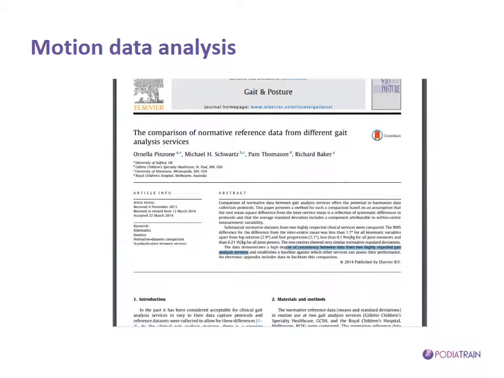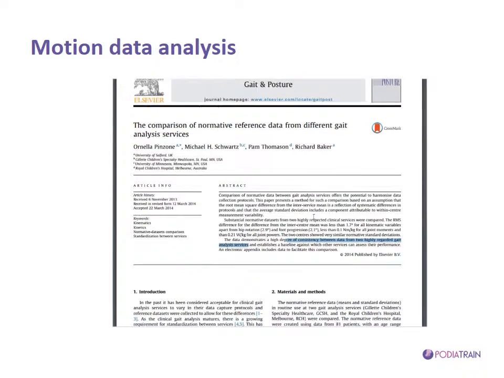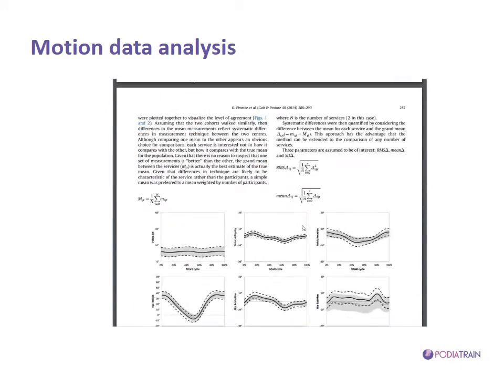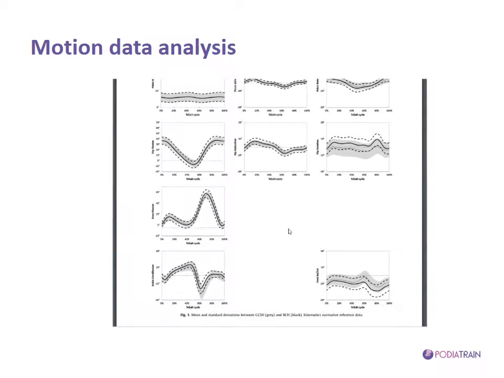I will use this paper as an example. This paper compared normative reference data from different gait analysis services, and basically they found a high degree of consistency between data from two highly regarded gait analysis services, meaning that the two different labs more or less had the same normative data, which is very encouraging for us. The idea here is to show you these graphs, which are the normative data for the pelvis, for the hip, for the knee, and for the ankle.